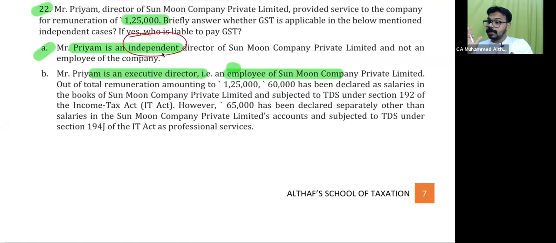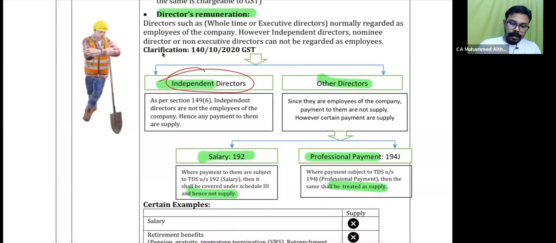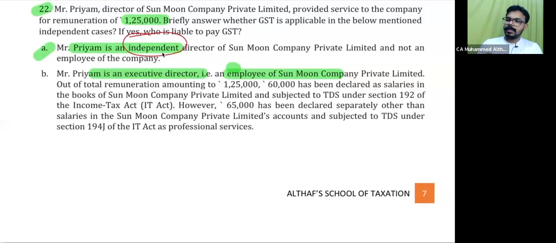Okay, stop. We cannot say directly, because I told you that even if it's an employee, salary is not supply, but professional payment is actually supply. Since Mr. Priyam is an executive director, an employee of the company, this 1,25,000 is being paid in two different ways. Out of this 1,25,000, 60,000 has been paid as salary. However, the 65,000 rupees has actually been paid as a professional payment, for professional services.